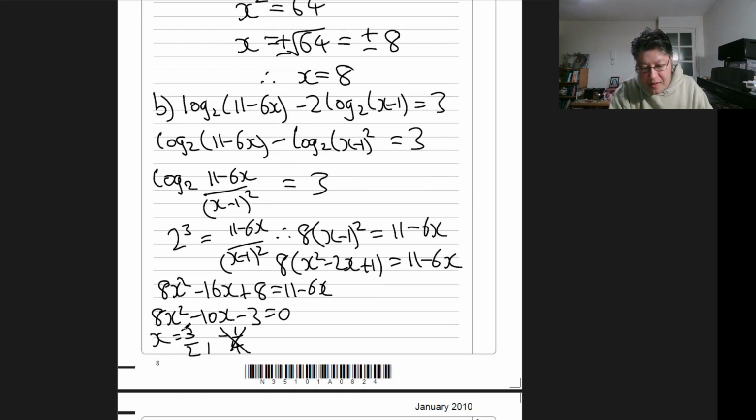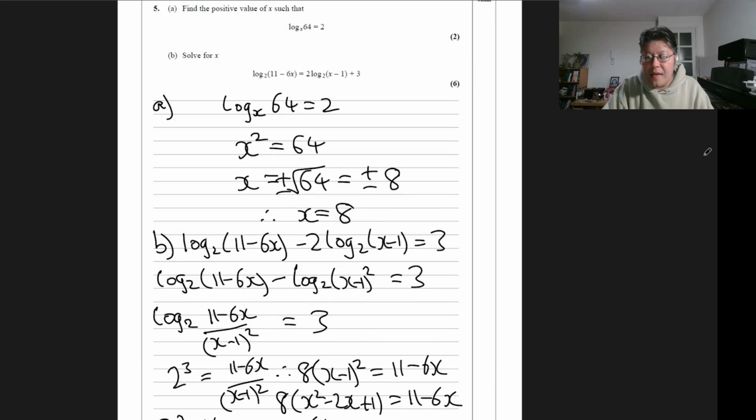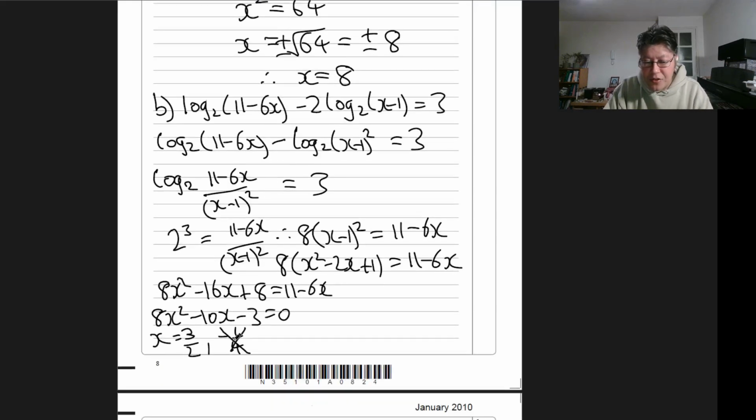So we can't do that, but let's test the 3 over 2. That's 1.5. 1.5 minus 1 is still positive, so that's okay. If we plug 1.5 into here, you get 11 minus 6 times 1.5, and that's 2, so that's still positive. That means this solution is okay. Therefore, there's only one solution, x equals 3 over 2. You would have to be sure not to put minus a quarter as a solution, otherwise you lose a mark.